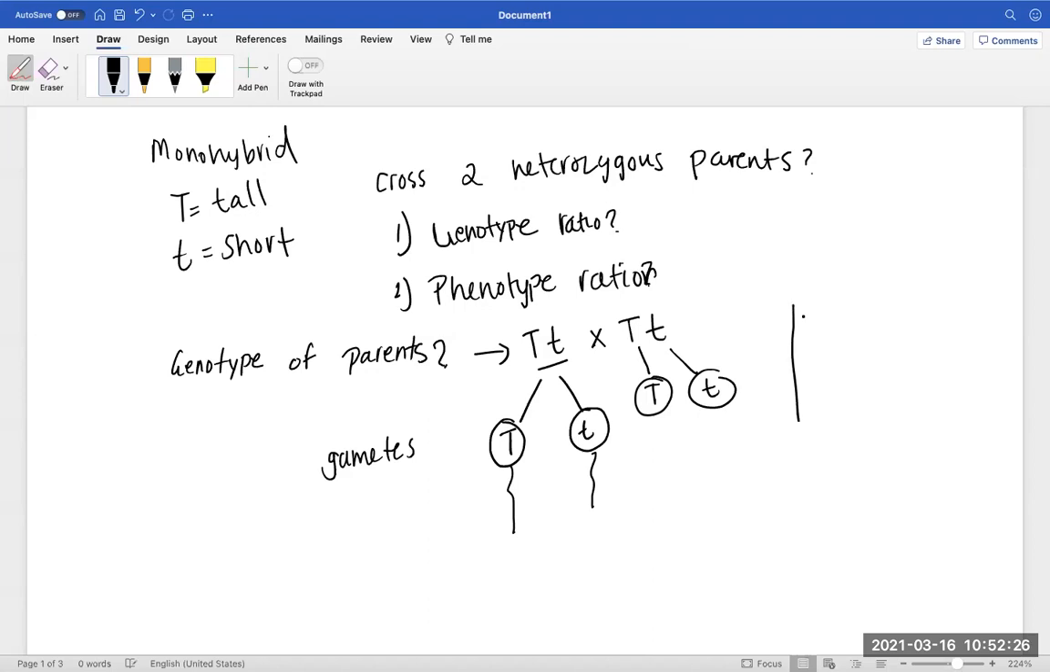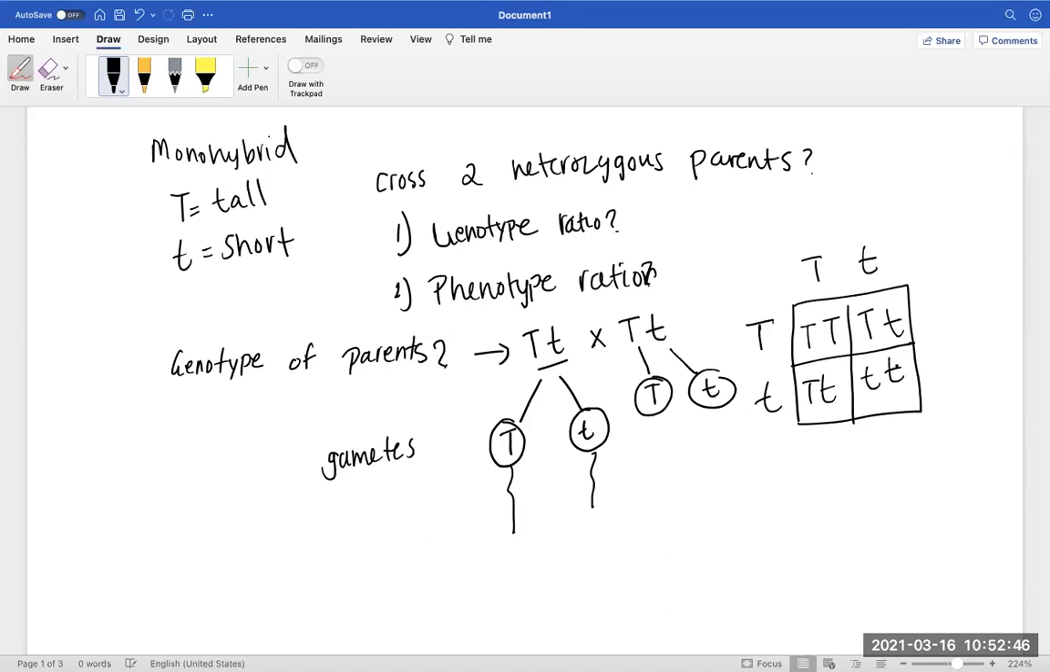Now you go ahead and you do the Punnett square. You put big T, little t, big T, little t. You bring this big T down, this one across, same thing, this one down, this one down, this one across, and then little t, little t. So that's your Punnett square.